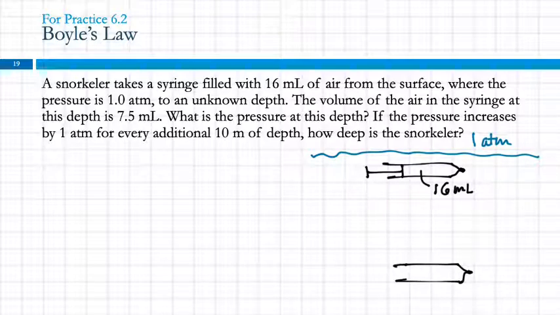As he takes the syringe down lower and lower, the pressure increases on the outside of the syringe, and that causes the plunger to get pushed in, much the same way as if you were just holding the syringe and putting pressure on the plunger. The end of the syringe is closed, and you can squish the air, right? You could squeeze it a little bit. So here, the atmosphere plus the water is putting pressure, and down here at this unknown depth, the volume has gotten smaller. It's 7.5 milliliters.